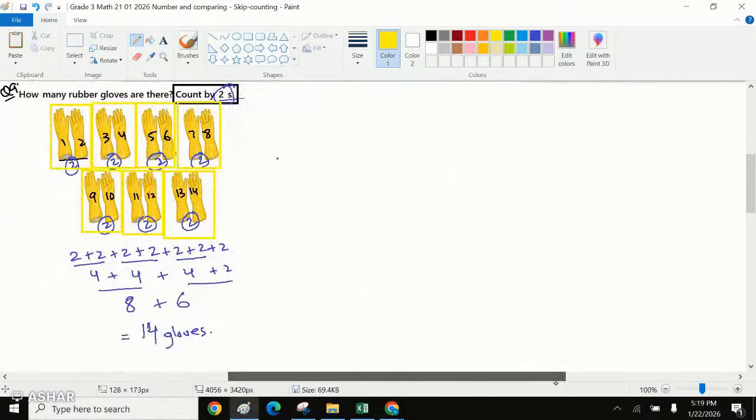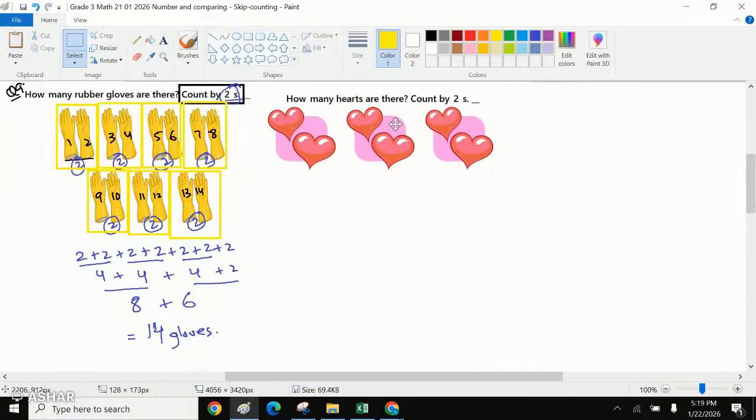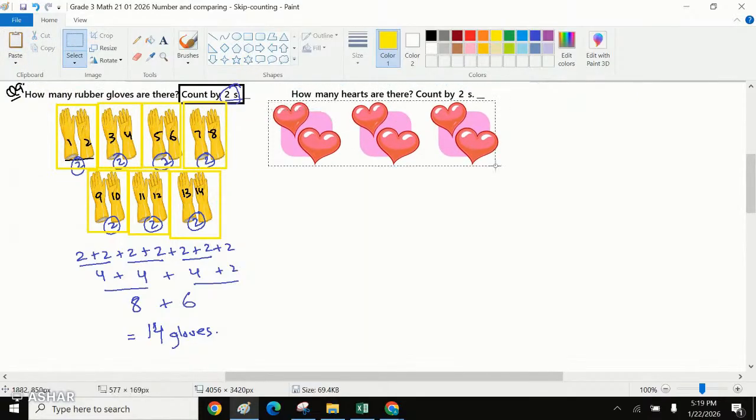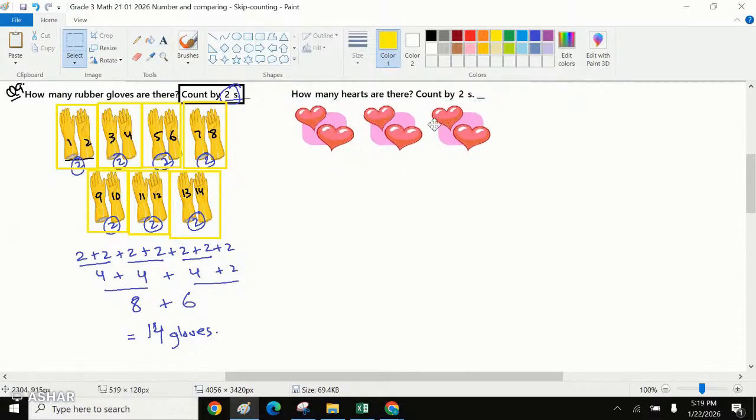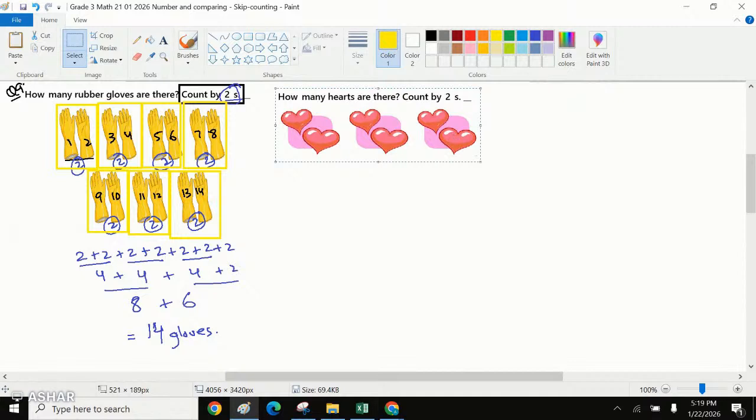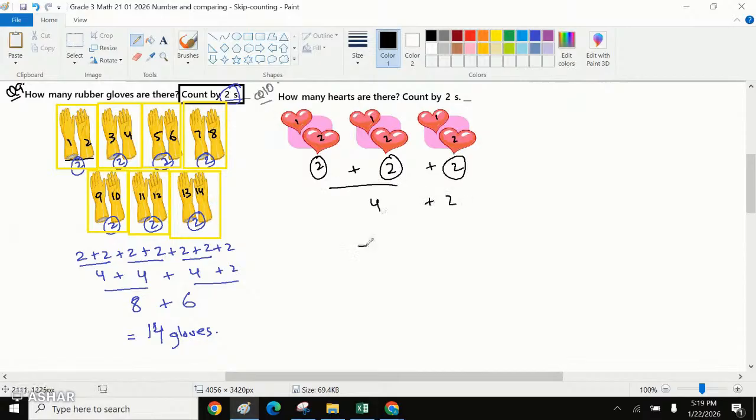For the next question, question number 10, this is the question given to us, and they are asking us to count by twos. Count by the multiple of twos. So the total number of hearts would be, we have 1, 2, we have 1, 2, all pairs have 2 hearts in it, right? 2 plus 2 plus 2. That would be simple. 4 plus 2, that is 6 hearts. Agreed?